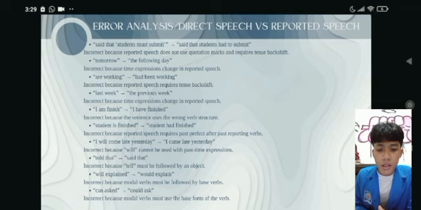Next, "I will come late yesterday": the correct analysis is "I came late yesterday", because "will" cannot be used with past time expressions. Next, "told that": the correct analysis is "said that", because "tell" must be followed by an object. Next, "will explain it": the correct analysis is "would explain", because a modal verb must be followed by the base verb. And for the last, "can ask it": the correct analysis is "could ask", because the modal verb must be used in the past form.